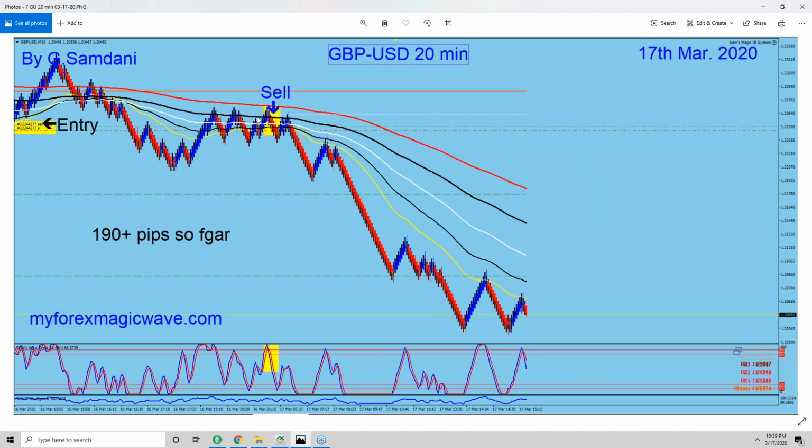Pound USD, by-the-book entry, there was another. The first entry was here, which got hit.